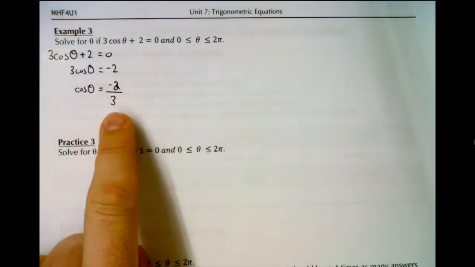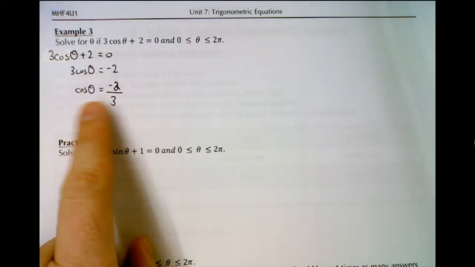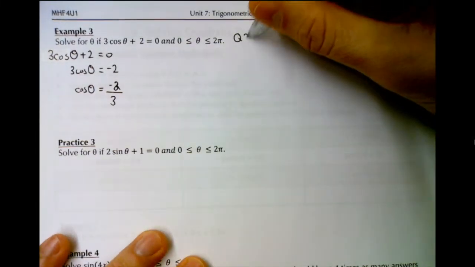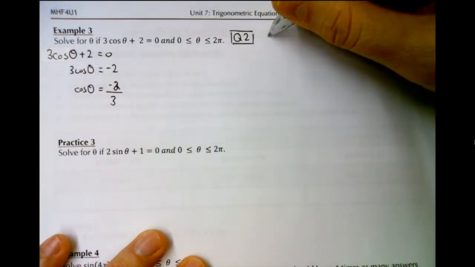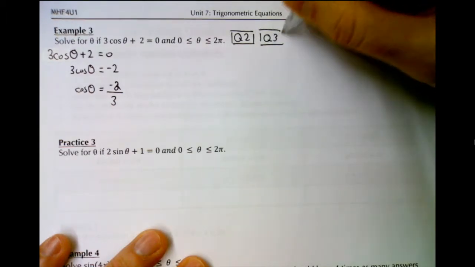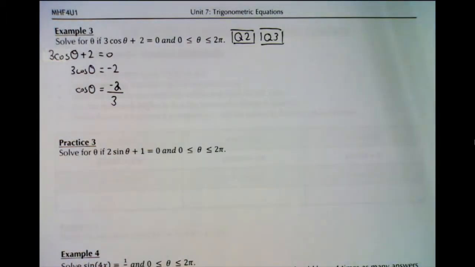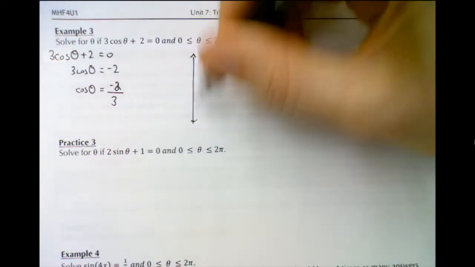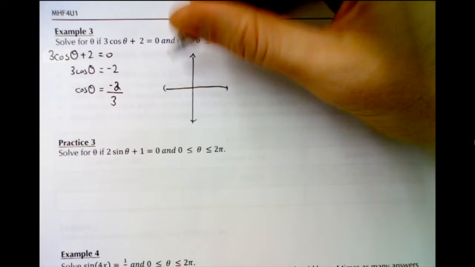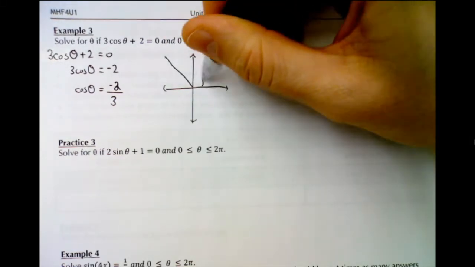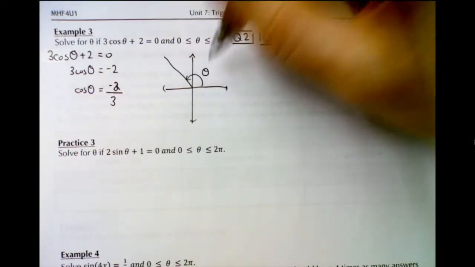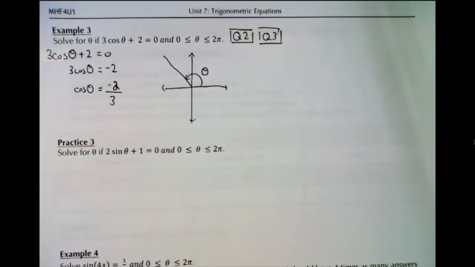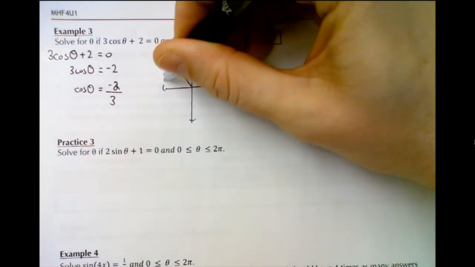So our function here, cos theta, gives us a negative ratio, and cos, as we saw in a previous example, is negative in quadrant 2 and quadrant 3. So we're going to graph and have answers in quadrants 2 and 3. In quadrant 2, our solution will look like this, and our theta is rotating in the positive direction because we're looking for solutions between 0 and 2 pi.